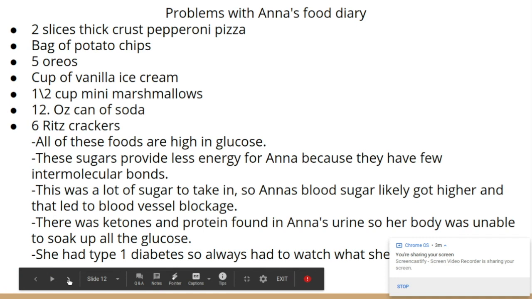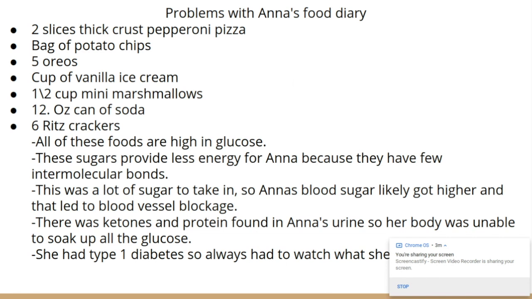Another thing wrong with what she ate was most of these foods are high in glucose. The 2 slices of thick crust pepperoni pizza, the bag of potato chips, the 5 Oreos, the cup of vanilla ice cream, 1/2 cup of mini marshmallows, the 12-ounce can of soda, and 6 Ritz crackers. These sugars provide less energy for Anna because they have fewer intermolecular bonds.